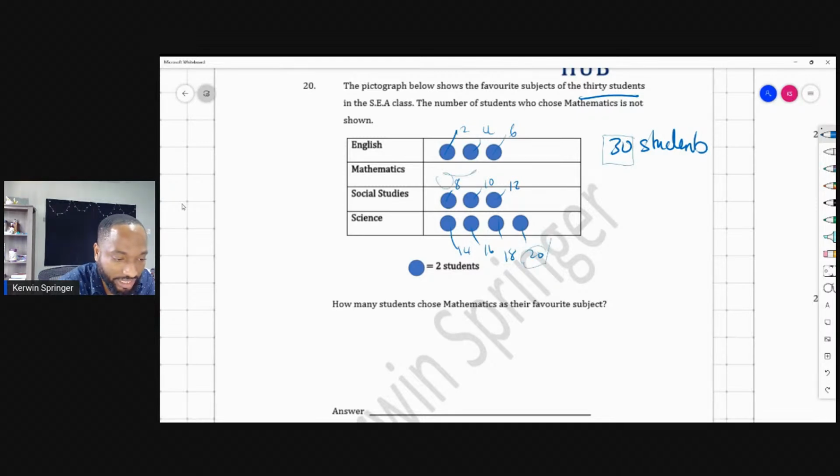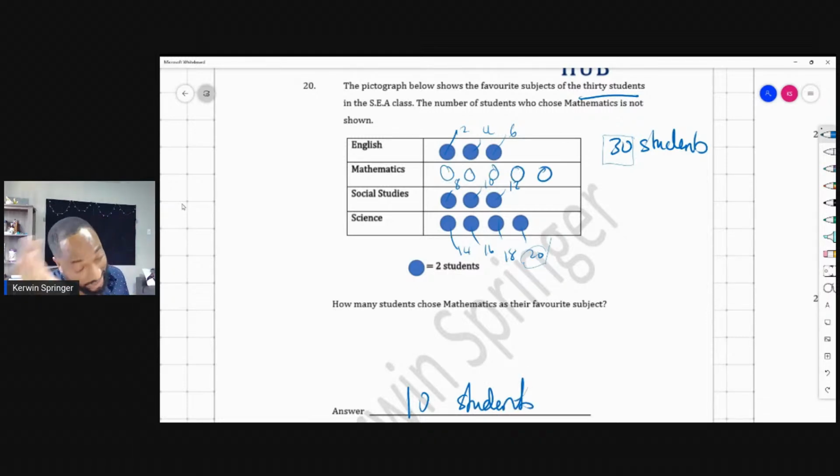Now, we don't need 10 circles because each circle counts for 2. So how many circles do we need? Or wait, how many students chose mathematics? Oh, okay, 10 students. The answer is 10. But they would have drawn 5 circles if you needed these circles. But that wasn't the question.